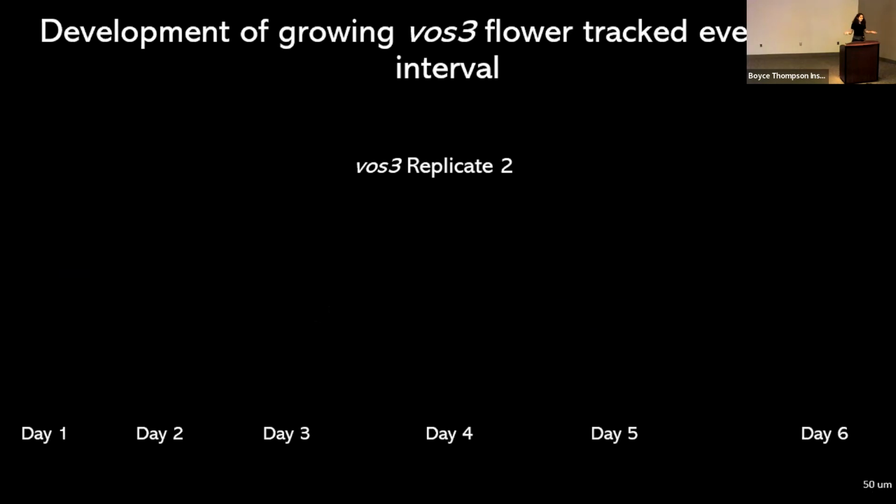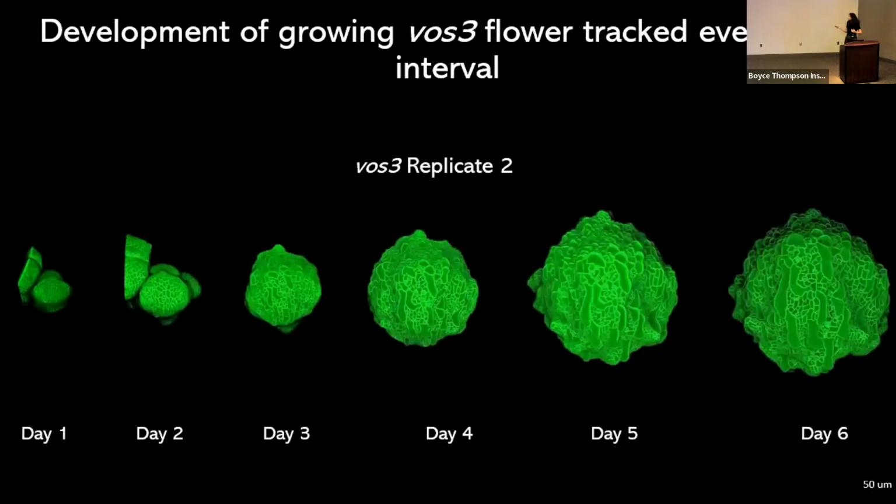So we see something very similar when we look at our second replicate of VOS3. Again, we start out with a relatively normal looking sepal that gradually gets more lumps and creases as it grows. Now, there's one important difference that I want to point out.